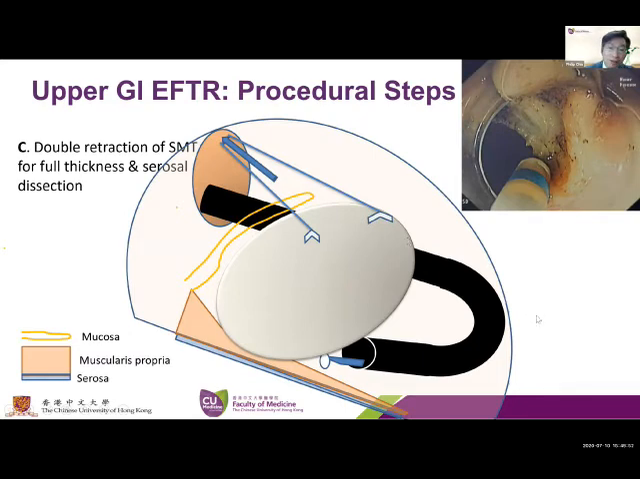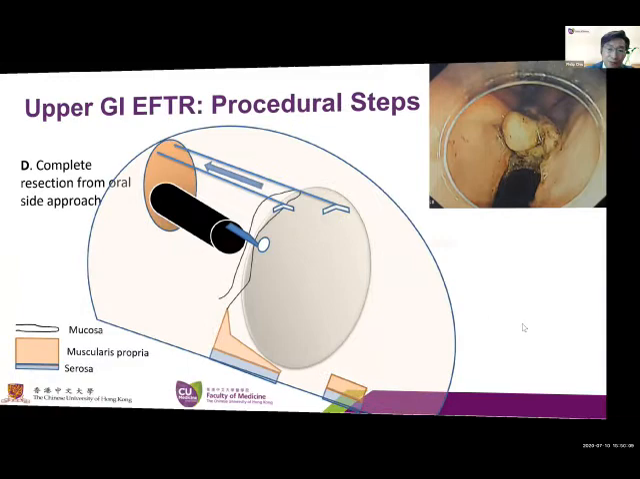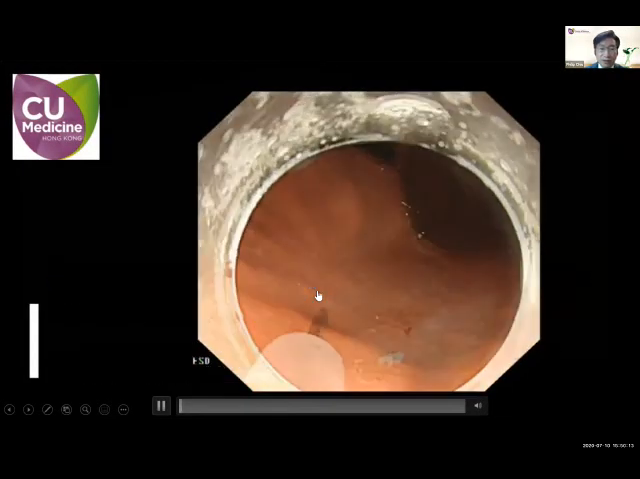I'm always a believer that flexible endoscopy performs best inside the GI tract lumen. So we can achieve this by pulling the tumor to the inside of the gastric lumen, and afterwards we finish the dissection and retrieve the tumor per orally. So this is one of my procedures of EFTR for treatment of the gastric GIST.